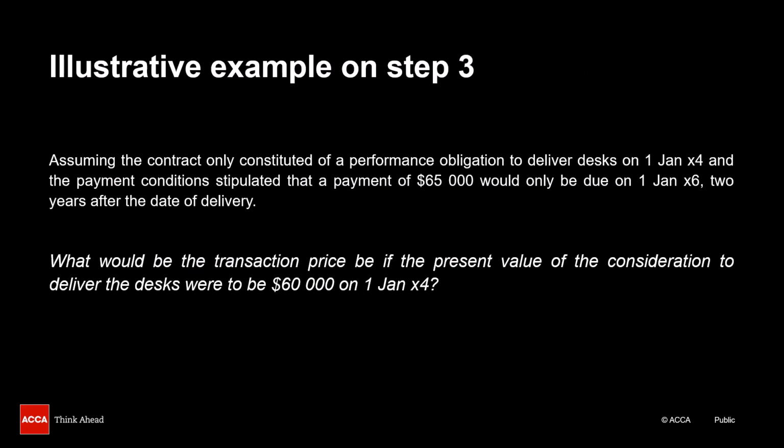Assuming the contract only consisted of a performance obligation to deliver desks on 1 Jan X4, and the payment conditions stipulated that a payment of $65,000 would only be due on 1 Jan X6, 2 years after the date of delivery. What would the transaction price be if the present value of the consideration to deliver the desks were to be $60,000 on 1 Jan X4?